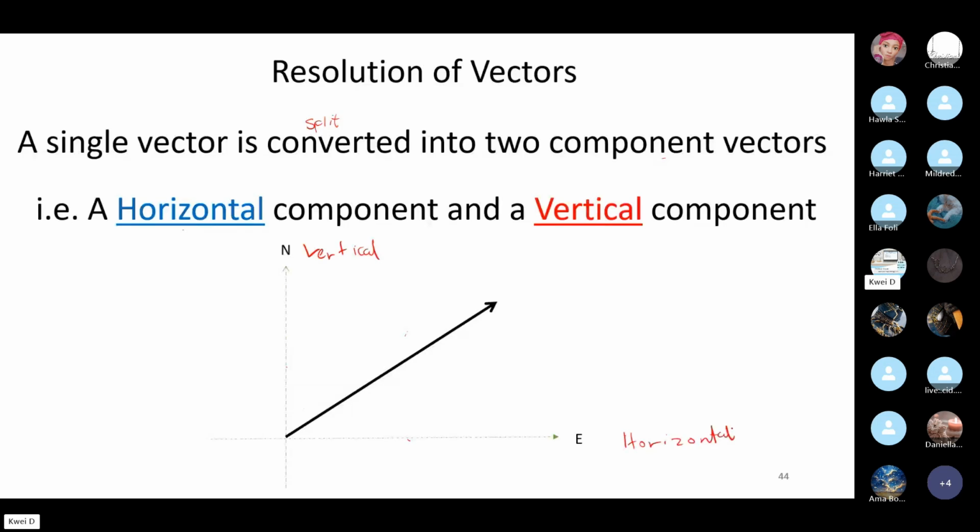And we are saying that we are resolving this vector. It means that we want to know the magnitude to which it is acting horizontally alone, which we call the horizontal component. And then we want to know the magnitude with which it is acting vertically also, which we refer to as the vertical component.